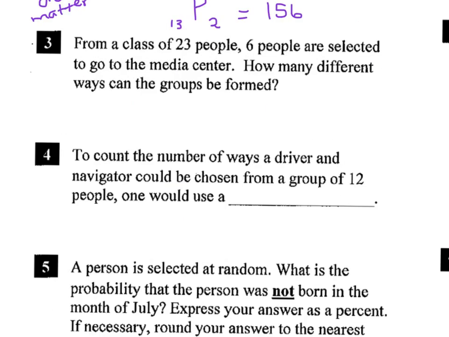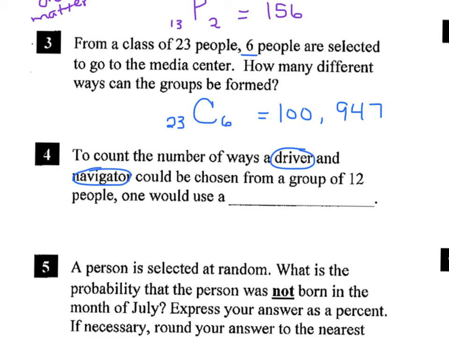Next, we want to figure out how many different ways we can send 6 people to the media center. Since we really don't care the order that the people go to the media center, this is a combination. We have 23 students in the class. We're choosing 6 of them, so you need to type math over to probability, choose the C, type it in, and your answer will be 100,947.